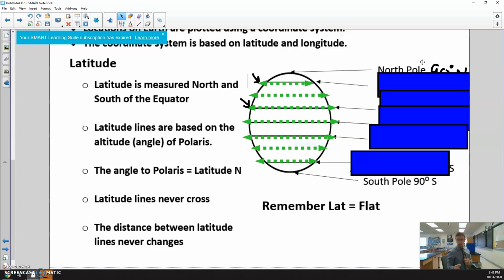So just to reference that, let me get my globe. If you're right here at the North Pole, your latitude is 90 north. If you're right here at the South Pole, your latitude is 90 south. So go through the reference table and write down the names of those latitude lines that are on there and their degrees north or south.